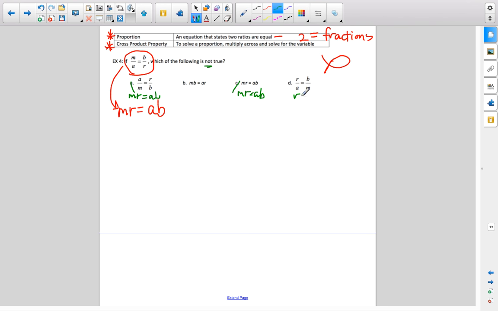So this is the one that's not true. M times B equals A times R. No, that's not the cross product property. We don't multiply straight across. This is not a multiplication problem. Remember, there's an equal sign there. So we have to do top times the bottom equals the top times the bottom.